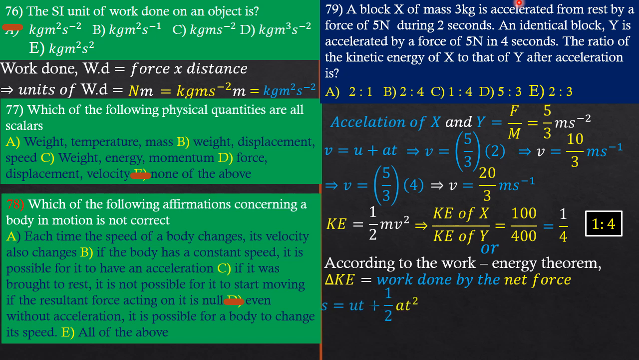We are going to be using the equation S equal to ut plus 1/2 at squared. The distance covered by block X is therefore going to be, since they both started from rest, U is 0. So we are going to have our Sx to be 1/2. Acceleration, we got here, is 5/3. The time is 2. If you square that, we have 4. Right? Good. So, guys, let's say this is our displacement.